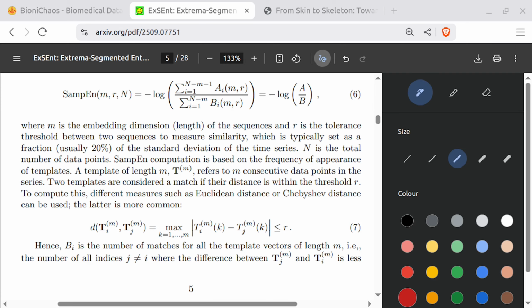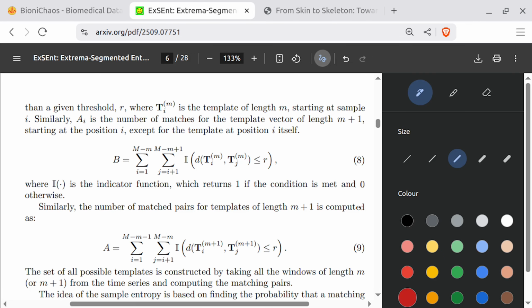Okay, keep going. Scroll down a bit. Absolutely. m is the length of the short sequences we're comparing. r is a tolerance, usually 20% of the signal standard deviation, that determines how close two sequences need to be considered similar. N is the total number of data points. We are looking for how often these short patterns repeat. A template of length m is m consecutive data points. Two templates match if the maximum difference between any of their corresponding points is less than r. Okay, scroll down a bit.